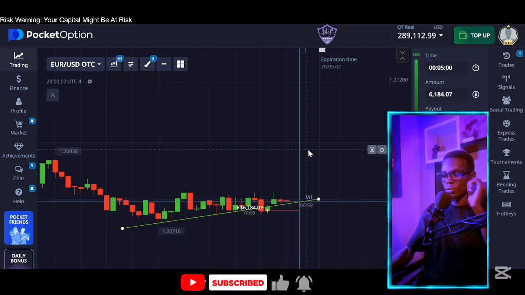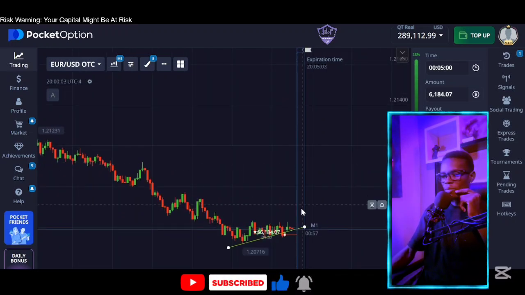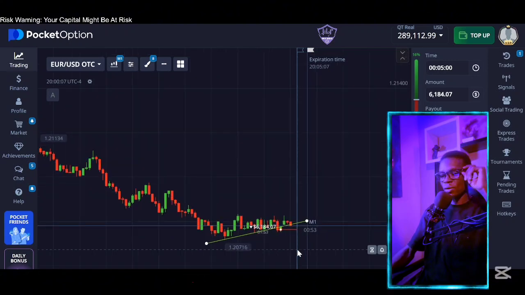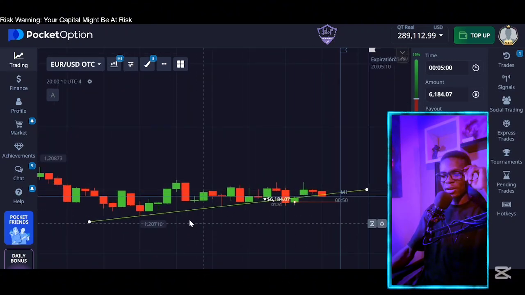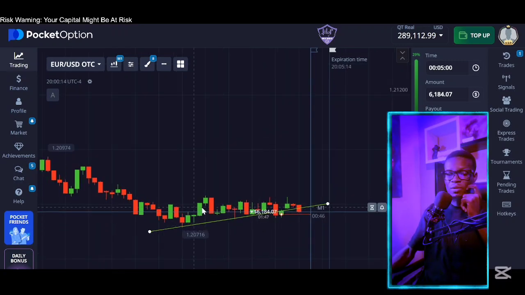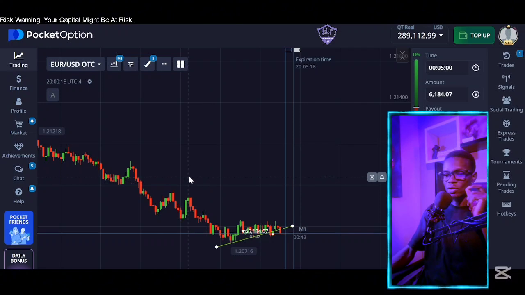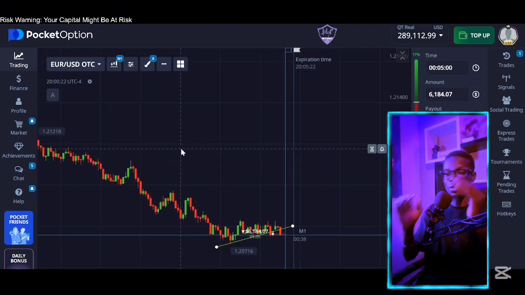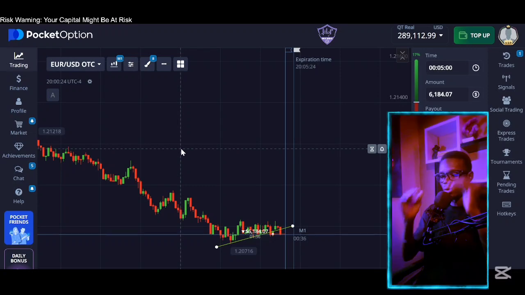Now, let me quickly walk you through what I saw that made me place this trade. If you look, you will see that this right here is a very beautiful minor retracement phase, which means price is moving in the direction of the buyers. And if you zoom out, you also see that the overall trend is a downtrend. That means our trade should be running in the direction of the sellers.